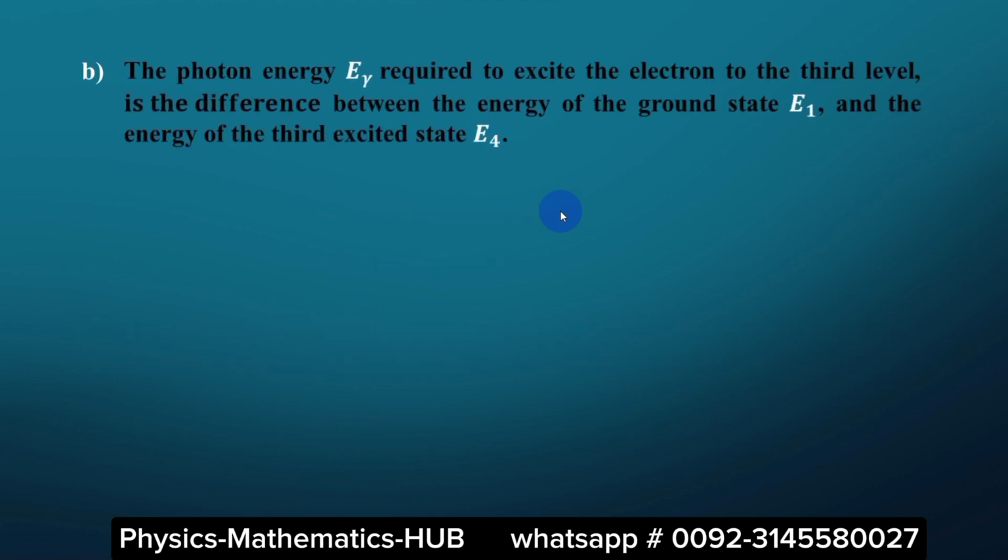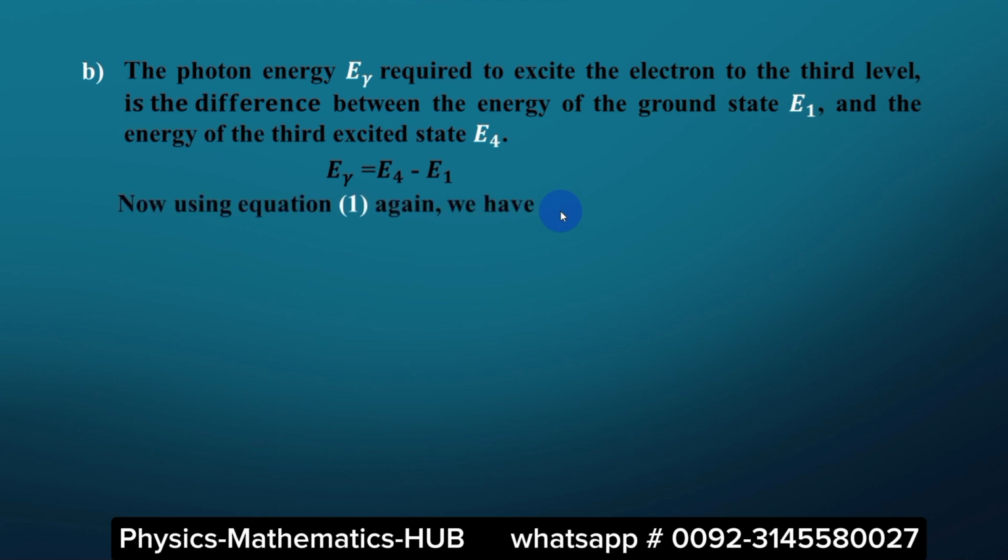In part B, we have to find the photon energy which is required to excite the electron to the third level, and this energy is equal to the difference between the energy of the ground state E1 and the energy of the third excited state, which is E4. Here, E gamma, energy of photon, is equal to energy of the third excited state minus energy of the ground state.